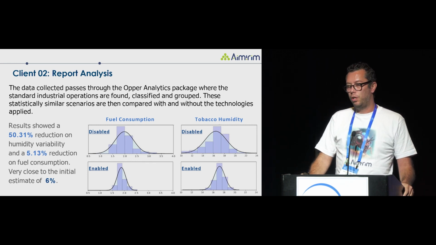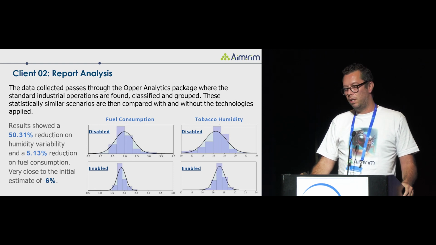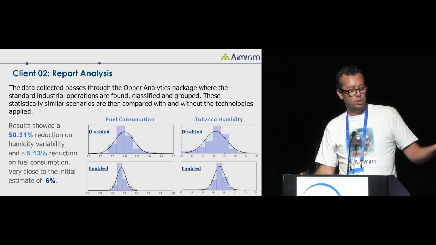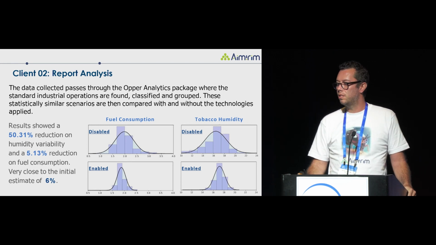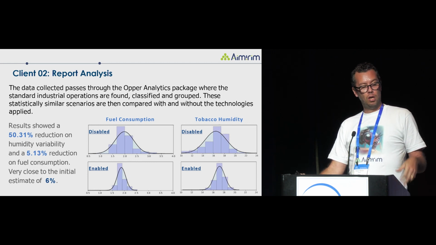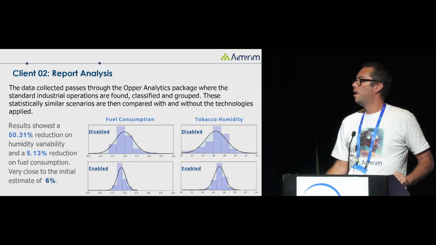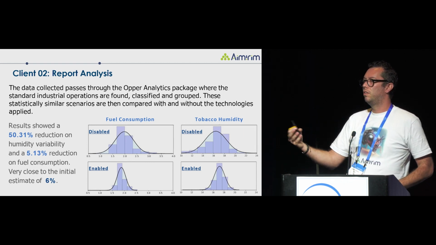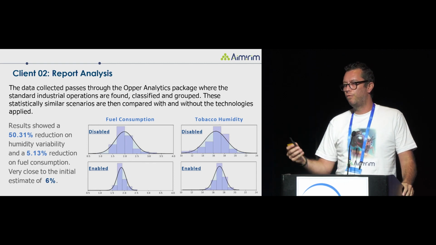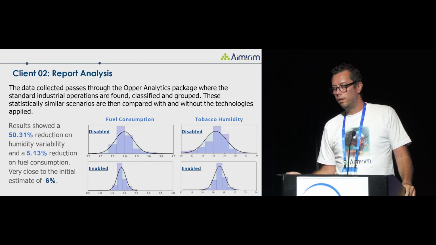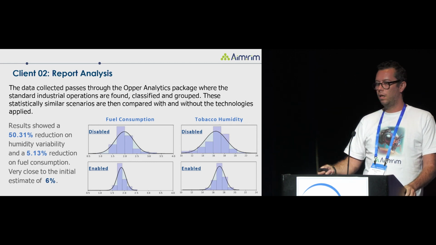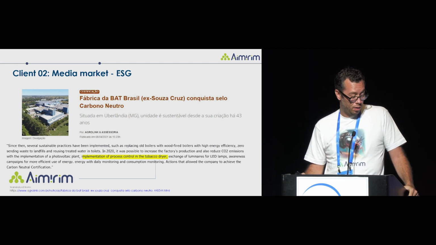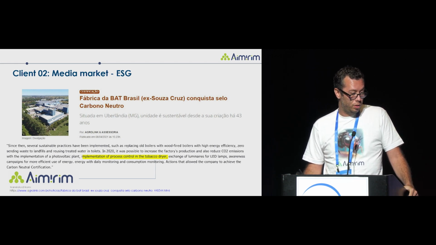Then we deployed it in the field and got the results: 50.31% in variability reduction and 5.30% in fuel consumption, which is close to what we told the client, 6%. So this client got an ESG seal with this project. They have some steps for it. They have a goal for 2040, and they reached it in 2021 because of our technology, among others. That's in the newspaper: the implementation of process control in the tobacco dryer.